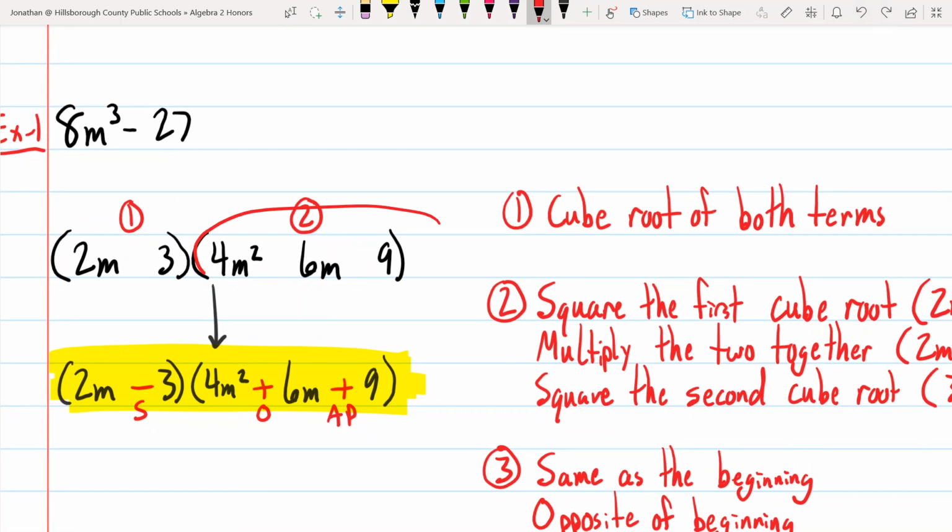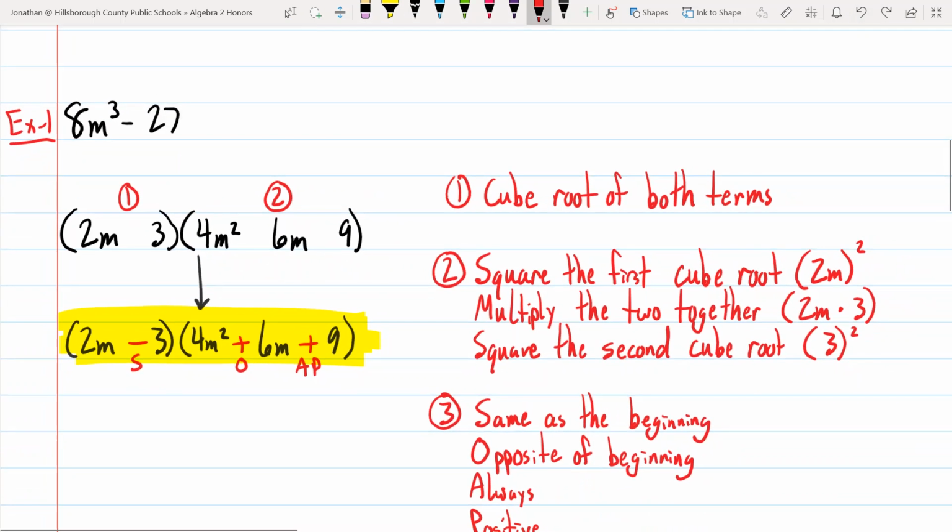Step 2 is creating this trinomial over here. All you do is square the first cube root, 2m, multiply the 2 together, 2m times 3, and square the second cube root. So again, this is from 2m squared. This is from multiplying both of those cube roots together. And this is from squaring the second term. That will always be how you create this second set of parentheses.